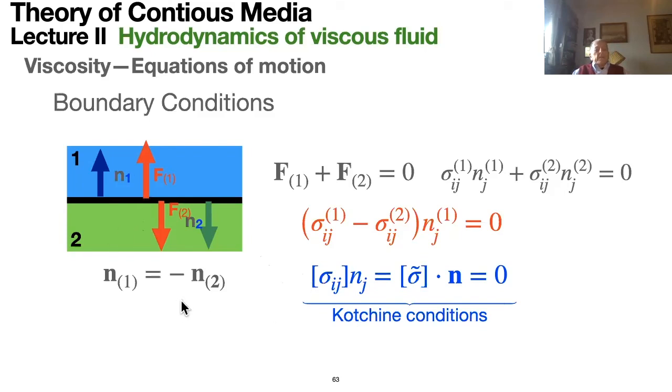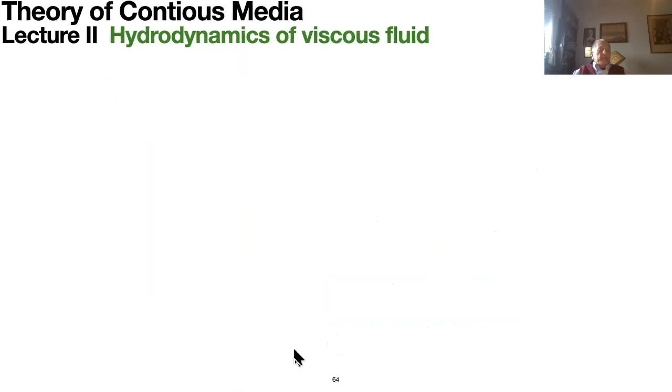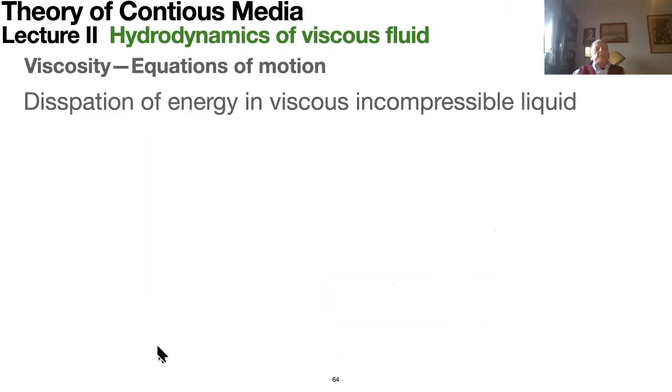All right, so we have this boundary condition. And if the surface is free, that is, there is just the ambient pressure on it, then there is no stress in the blue liquid, and that is therefore the condition on the free surface.